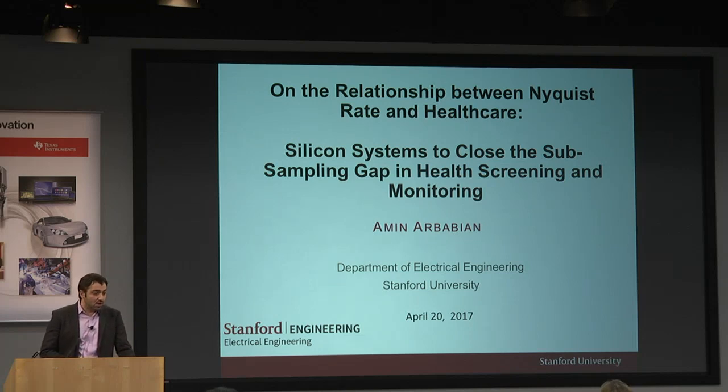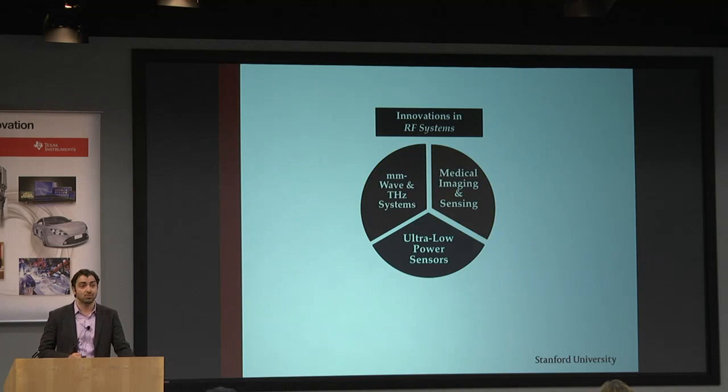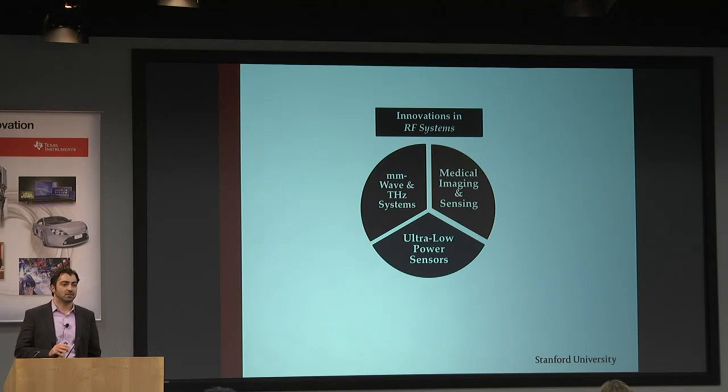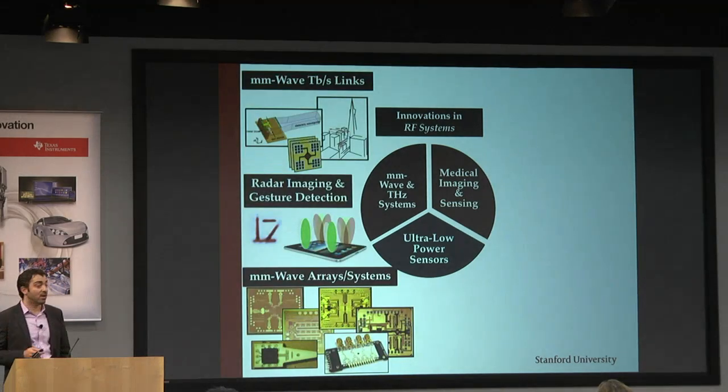Before I get started, let me introduce my group. At Stanford, we work on innovations in RF systems, and my group has three different parts. The first part looks at millimeter wave systems, imaging, and communication devices. We answer questions like, how do you do fiber-like speeds over wireless channels? One of the problems we're looking at is how do you do longer range wireless point-to-point systems, designing a lot of chips.